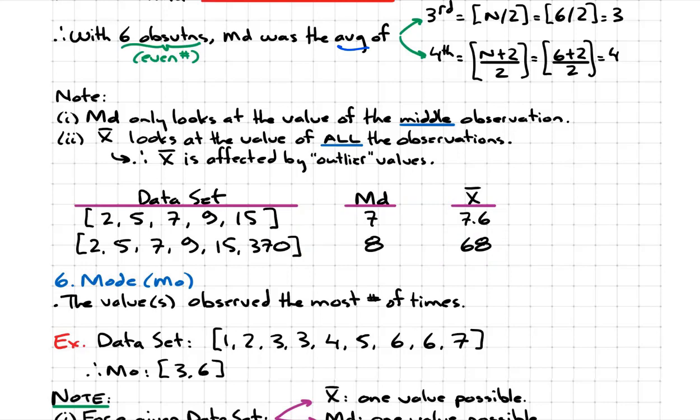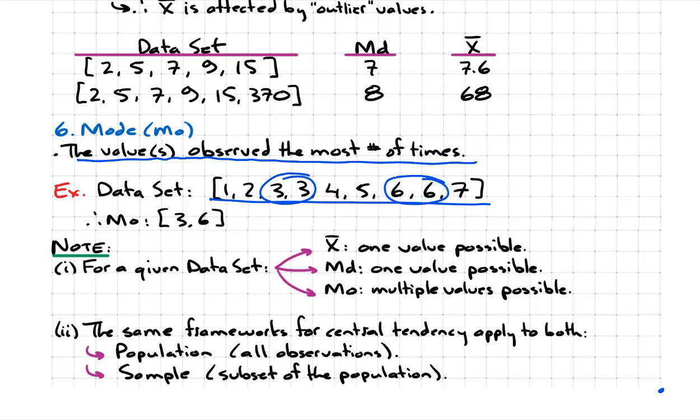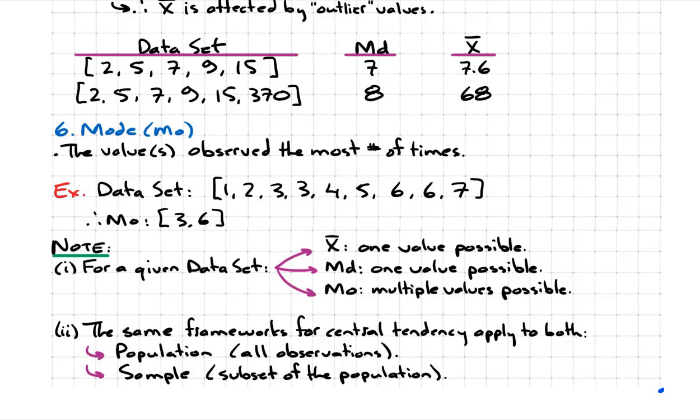Now let's look at mode, which is our final measure of central tendency. Mode is the value or the values that are observed the most number of times. So for example, suppose that we're looking at the following data set, and which numbers occur the most number of times? I've got 3 and 6. They occur the most number of times. So there it is. The mode is 3 and 6. So this would be called a bimodal distribution because you've got 2 modes in this distribution.